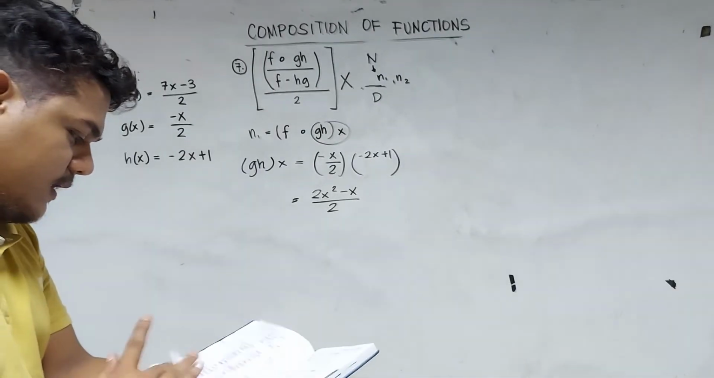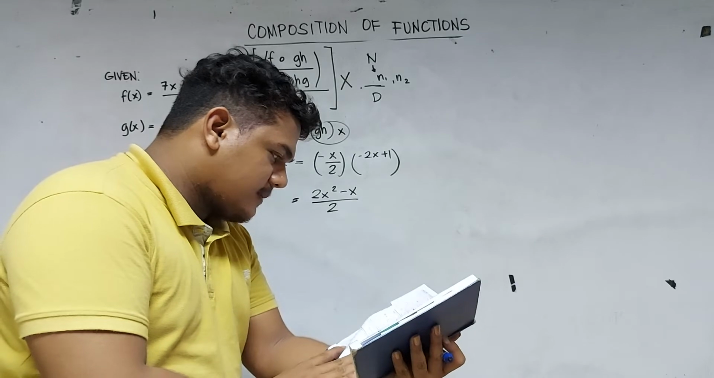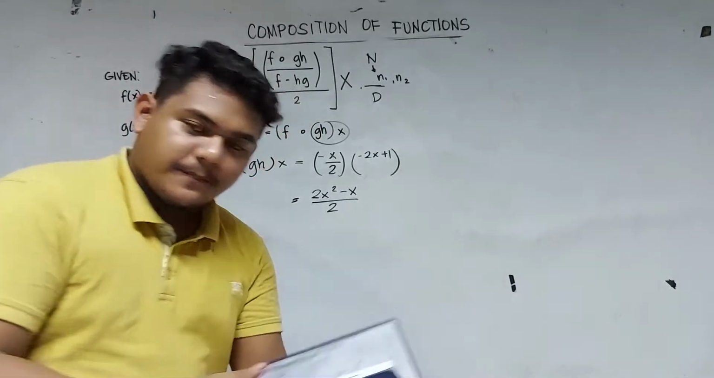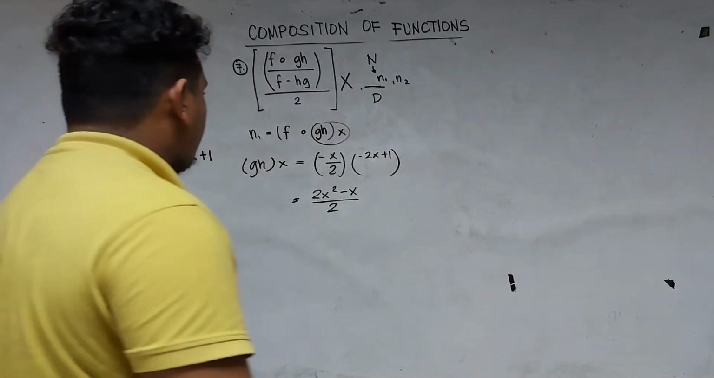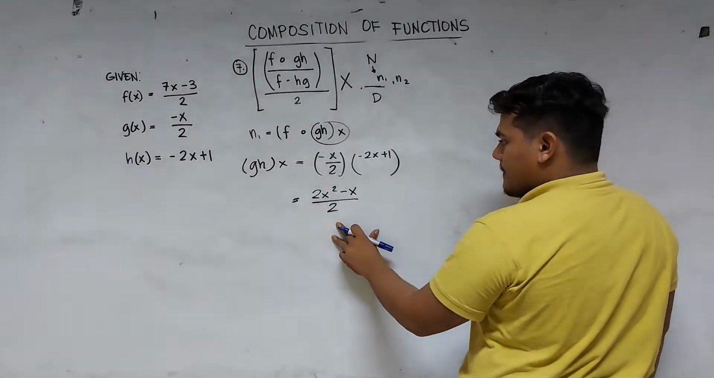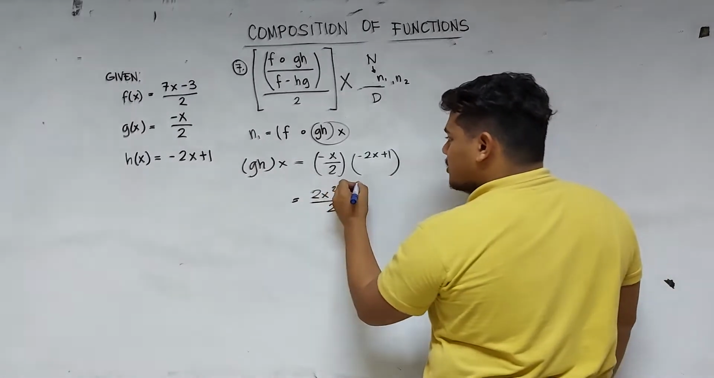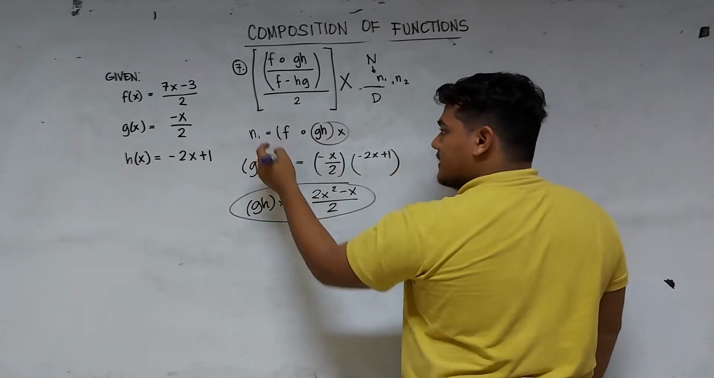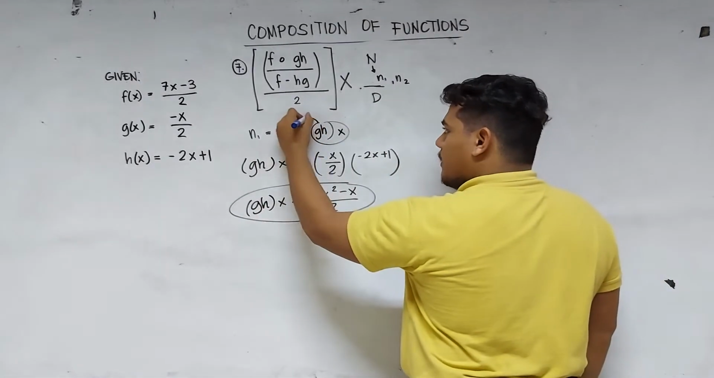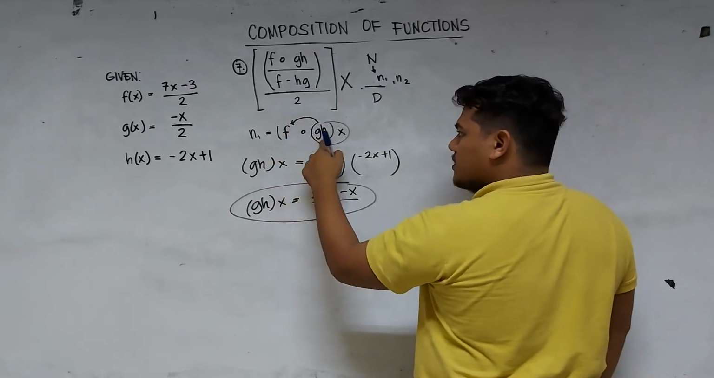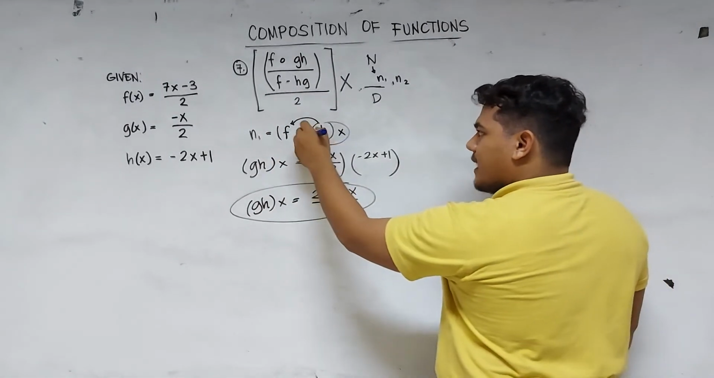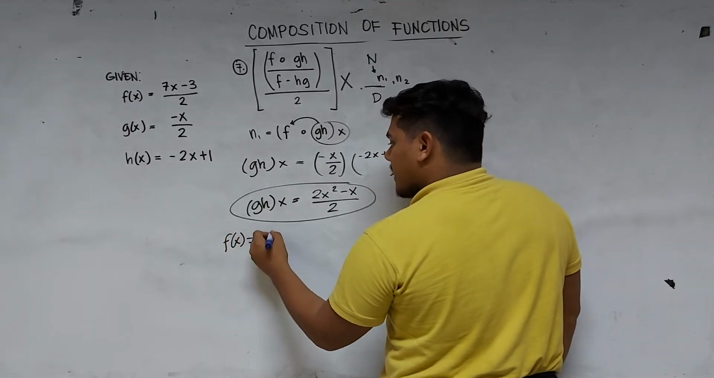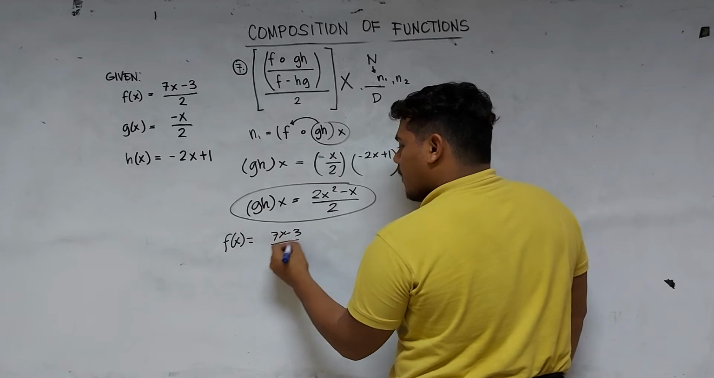Let's see. As you can see, I already have my copy here. GH. Okay, let's continue. What do we do next? It's given. So we already have our gh of x. Are we done? Not yet. We still have to solve n sub 1. So now, this one should be composed here, right? Because f composed of gh of x. So this goes inside here. So what is the value of f of x? 7x minus 3 over 2.